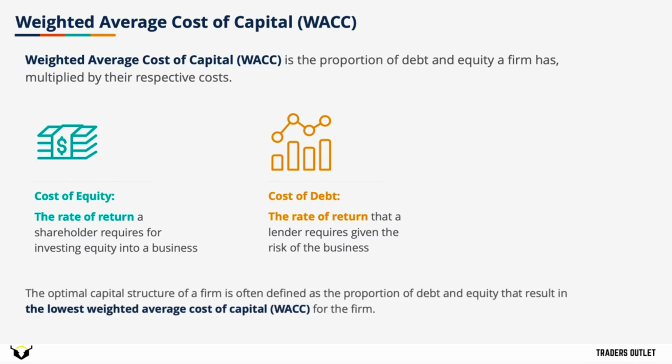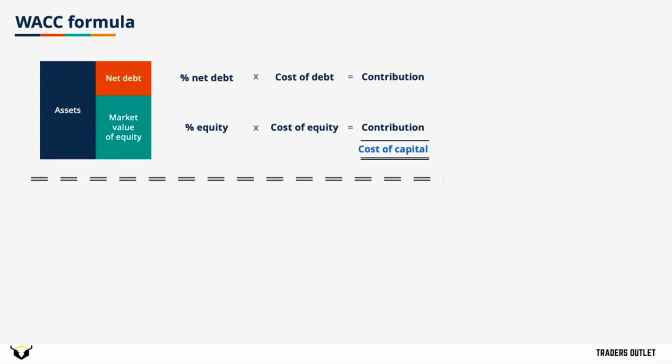Ultimately, firms want to have the lowest weighted average cost of capital as possible. All else being equal, using a lower weighted average cost of capital or lower discount rate increases the value of an asset. Now let's look at an example of how to calculate WACC using the formula.